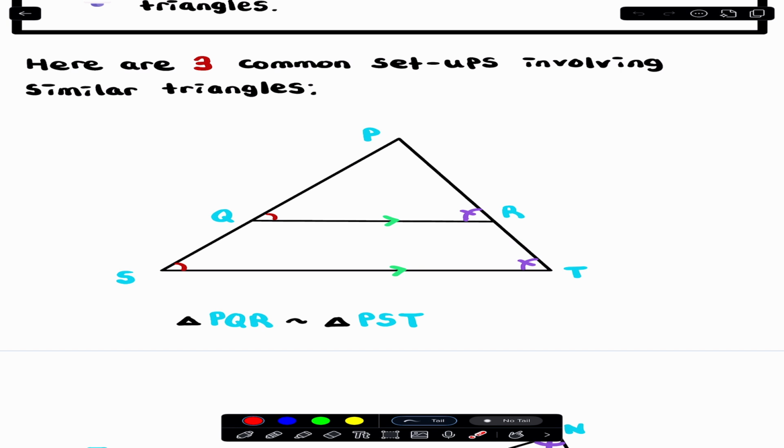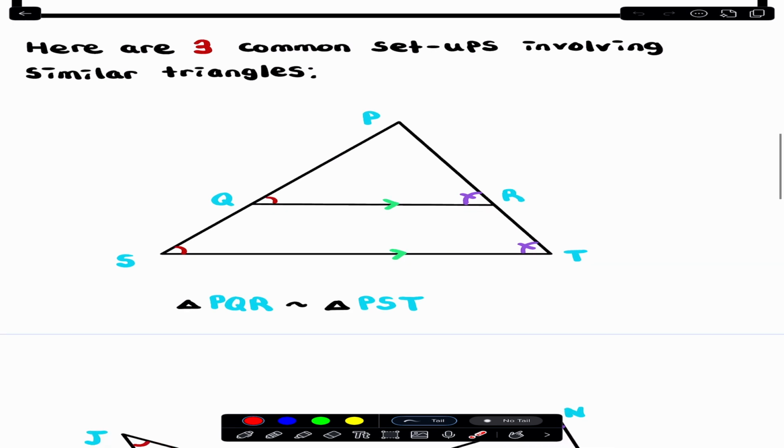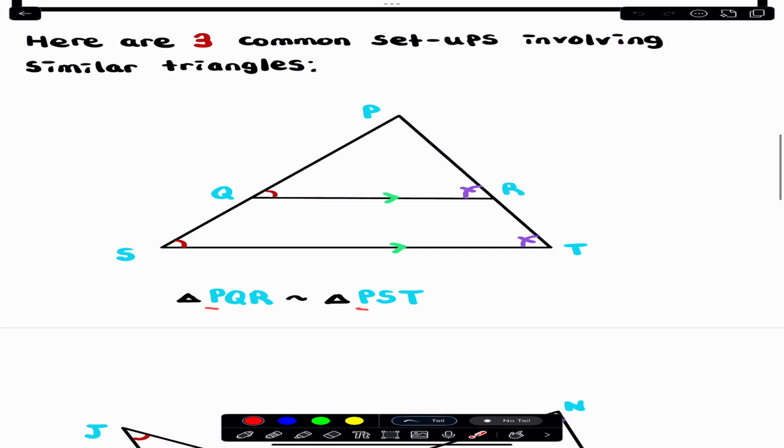And as a result of this, by AA similarity, we can say the triangle PQR, so the one that runs like this, is similar to triangle PST. Keeping in mind, the order is consistent. So both of these triangles share vertex P. Q comes next because angle Q lines up with angle S. Very important to be consistent. And angle R matches up with angle T. So those letters come last. Okay, that's your first setup.